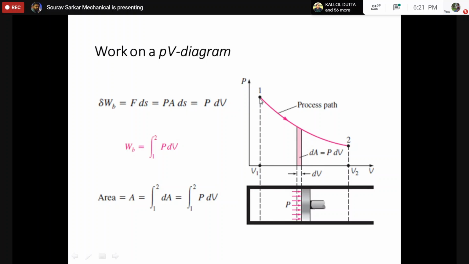If I move from process 1 to 2, there will be a path. Under this path, there will be an area. This area represents the amount of work that you have done to reach from 1 to 2. Is that right?